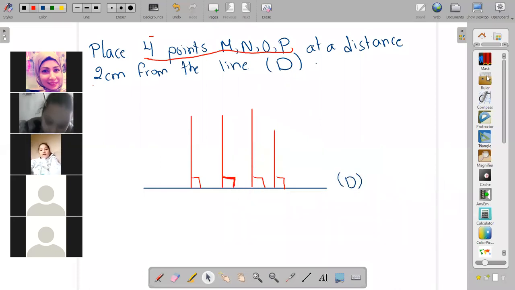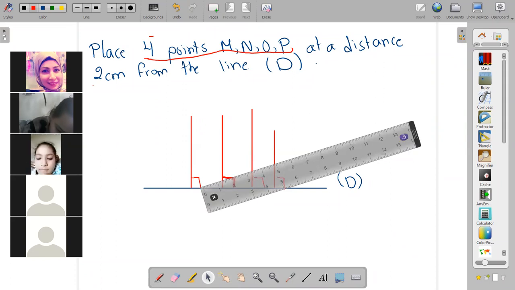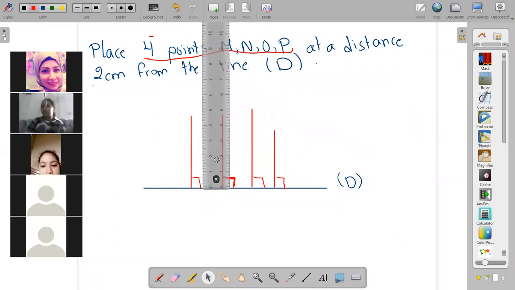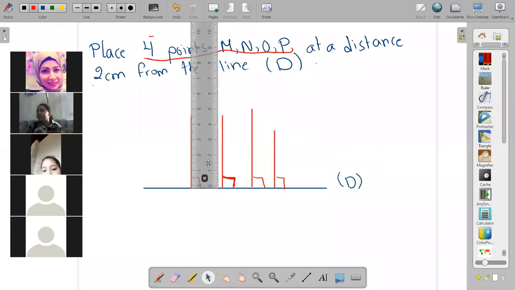Now we will bring what? The ruler. Okay. Bring the ruler and let's measure now. On each line, we have to measure 2 centimeters. Yes. Look at 0. Place it on the line D. Count 2 and then place a point. This is the point.